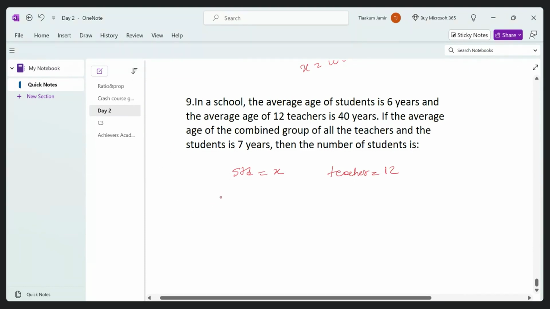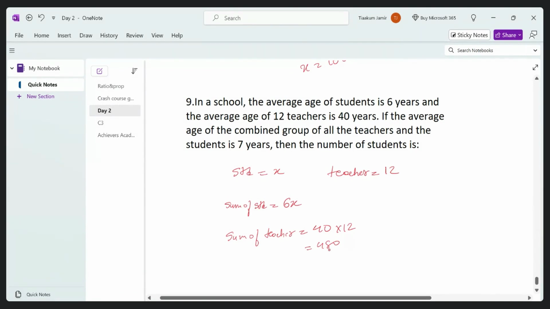Now here, average age of students means the sum of students divided by X. The average is 6, so the sum of observations is 6 into X, by the definition of sum of observation. Next, sum of teachers: the average is 40, the number is 12, so 40 into 12. This will give us 480.